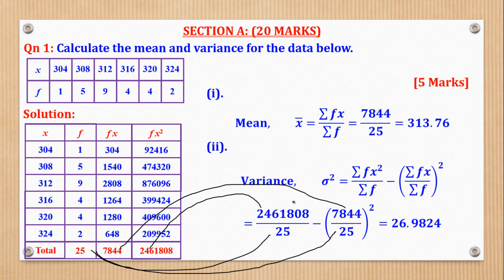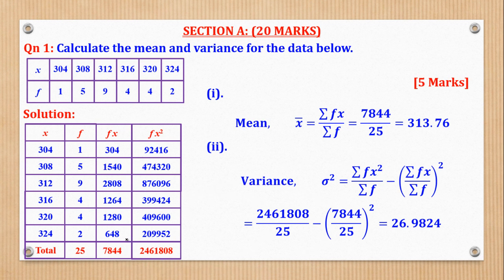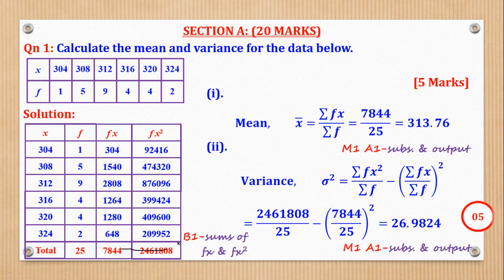This is where students usually go wrong. They think that to get summation fx squared, you square summation fx, which is not okay. Summation fx squared means each value of x is squared independently and multiplied by the corresponding f. So one mark was for the sums of these two. Substitution, output, substitution, output. This involved rounding also, to four decimal places.